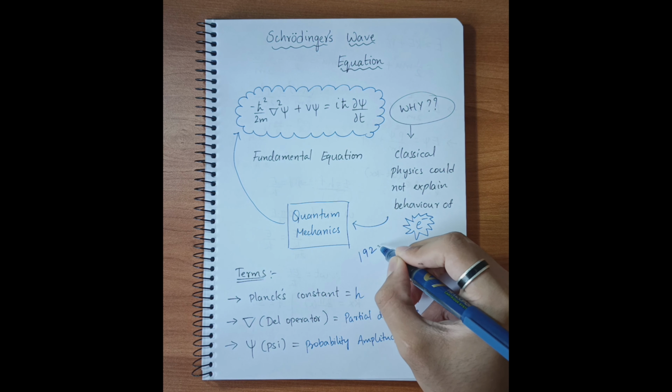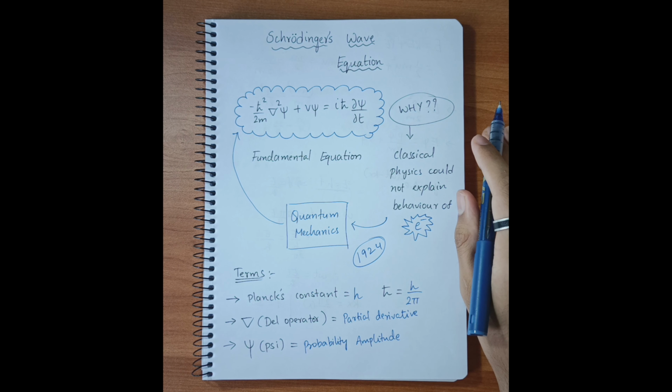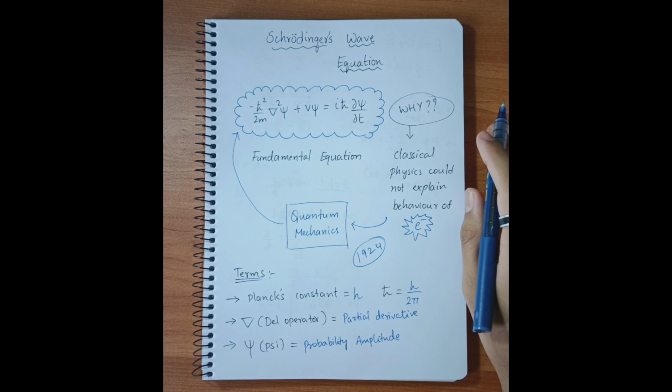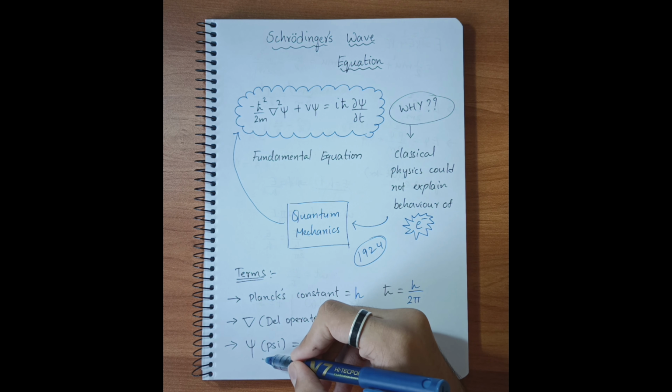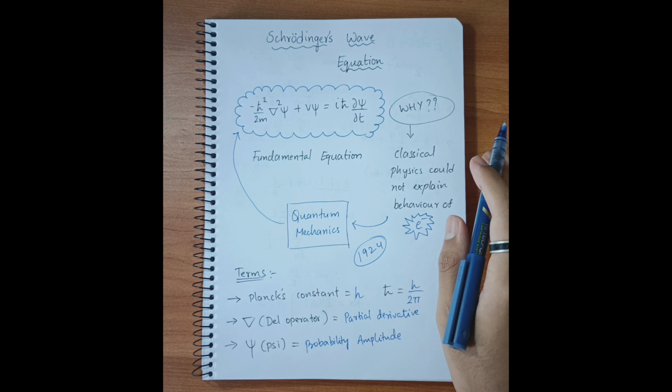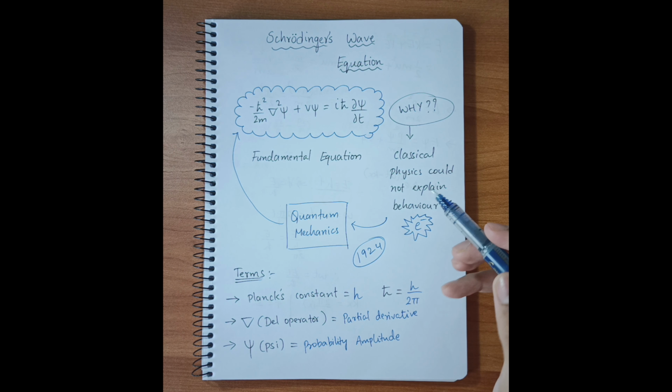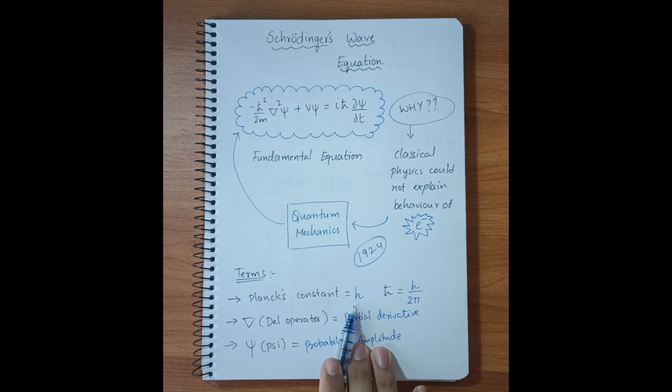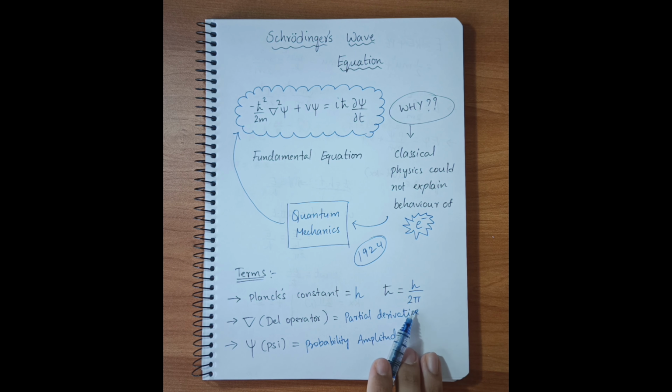In the year 1924, de Broglie suggested that particles like electrons also behave like waves. The wave function, denoted by psi, describes the probability amplitude of finding a particle at a given position and time. Now, before we step into the derivation, let us know a few terms. Planck's constant, that is h bar, simply equals h over 2 pi. Del operator means partial derivative.